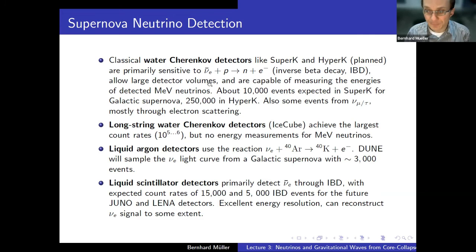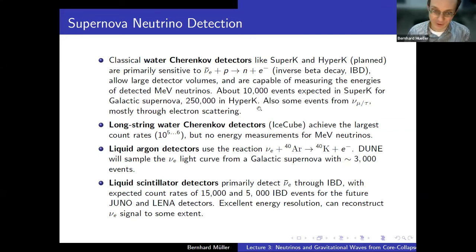In terms of event rate that you have to sample your neutrino light curve, you'd nowadays expect about 10,000 in Super K, more than one order of magnitude more in Hyper K, if you have a galactic supernova at 10, 15 kiloparsecs. So primarily you're sensitive to the nu E bars, but you'll get a few events from other neutrinos through other channels, for example, through electron scattering.